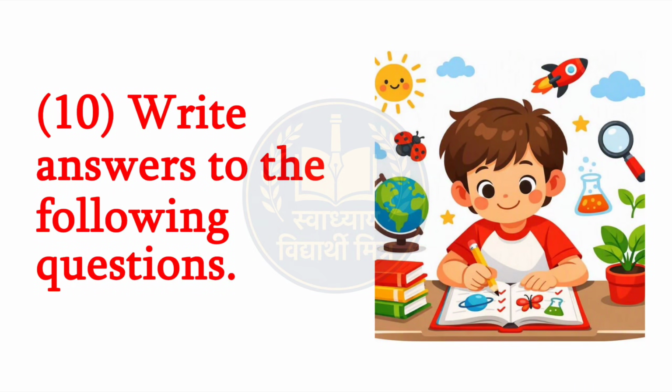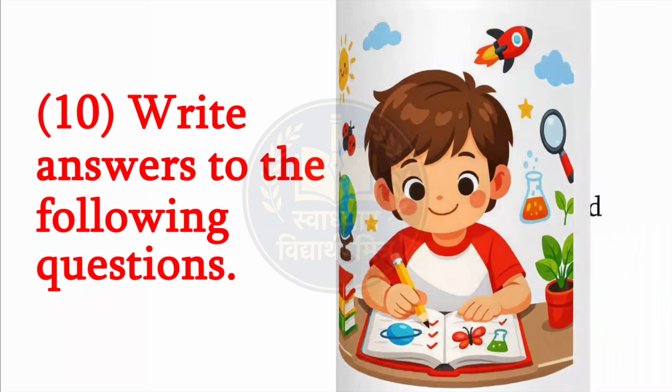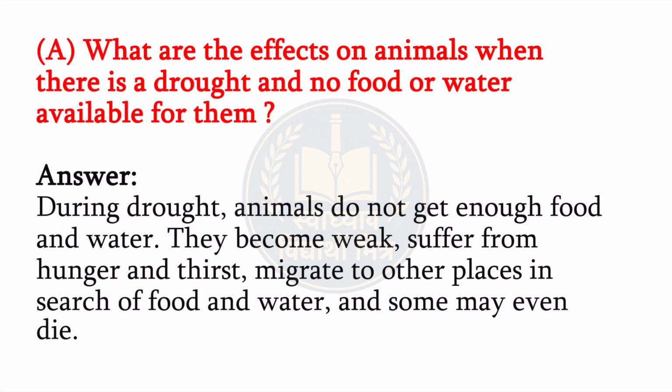10th, write the right answers to the following questions. A. What are the effects on animals when there is a drought and no food or water available for them? The answer is during drought, animals do not get enough food and water. They become weak, suffer from hunger and thirst, migrate to other places in search of food and water, and some may even die.